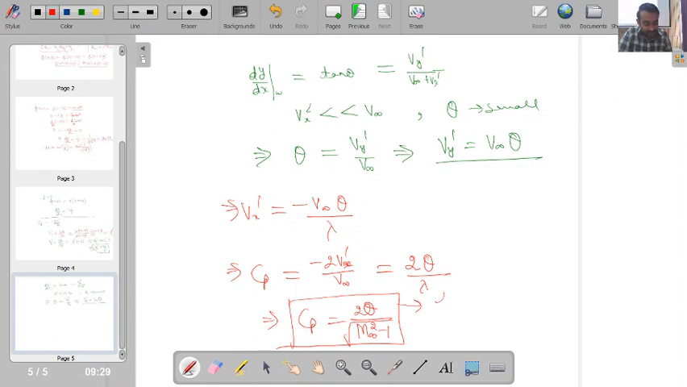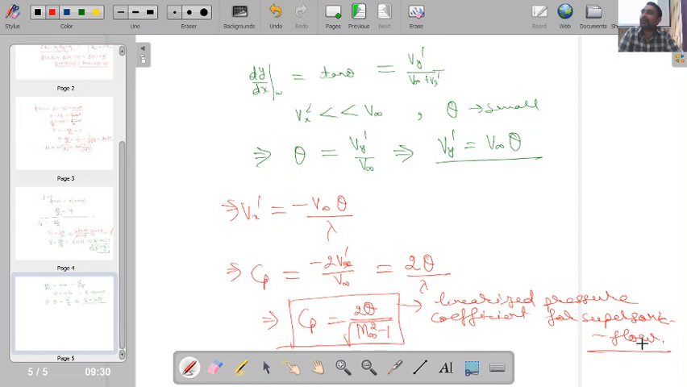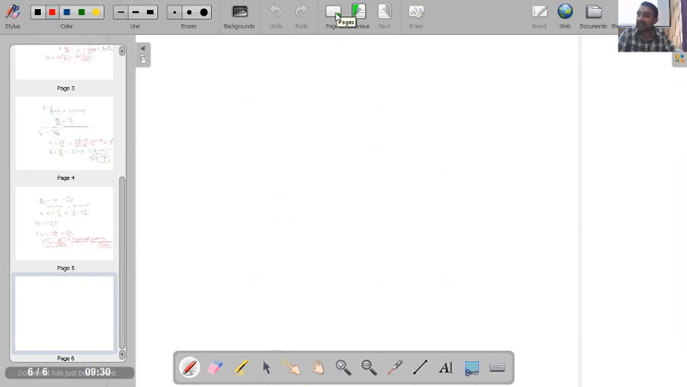So I will be calling this the linearized pressure coefficient, and this linearized pressure coefficient is for supersonic flow. Now let's relate it physically. So let's consider that I have one biconvex aerofoil.